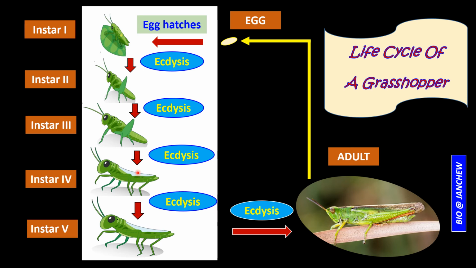Okay, and then at a certain stage, the wings will start to form, and the wings will grow longer and longer. Finally, after the fifth ecdysis, 1, 2, 3, 4, 5, the adult grasshopper is produced, right? With well-developed wings and well-developed body systems. And it will be able to reproduce. Then the life cycle repeats again when the egg is produced.